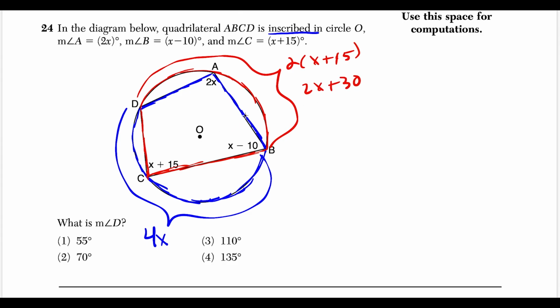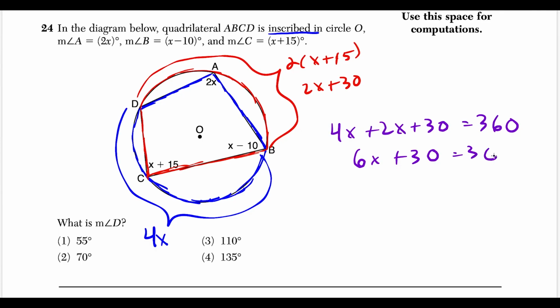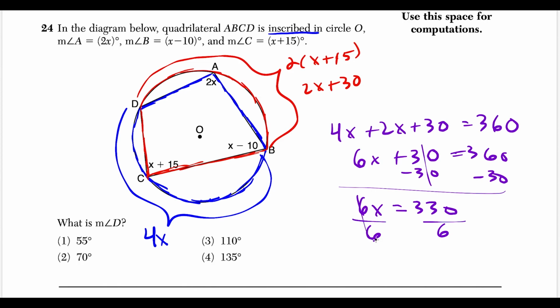So now we just have to think here, what is the measure of the full spin of a circle? That's 360. So if I go 4x plus 2x plus 30, this is going to give us the full circle, 360. So now just simplify this equation, solving for x. We have 6x plus 30 equals 360. And now we just do minus 30, and this is going to cancel. We have 6x equals 330. Divide both sides by 6. And let's see how this simplifies.